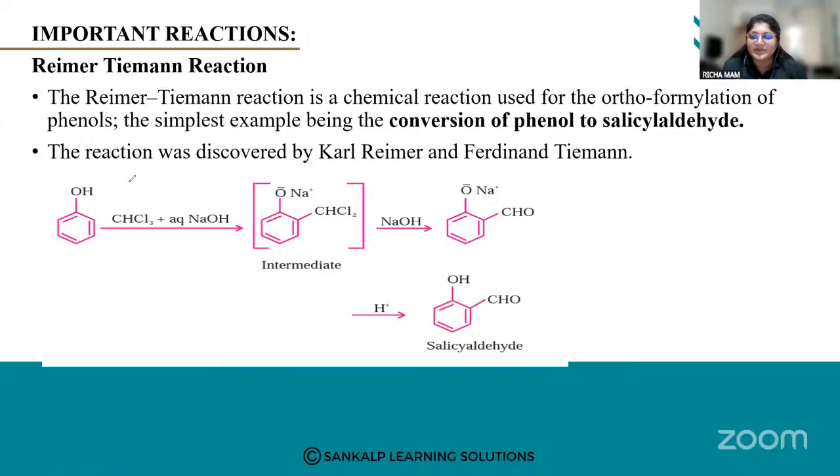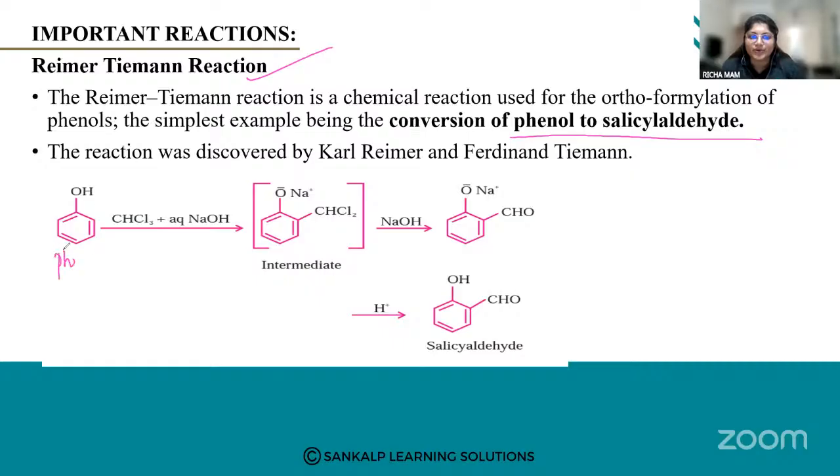We have seen previously salicylic acid, and here it is salicylaldehyde. So how are we going to do it? The conversion of phenol to salicylaldehyde is a name reaction, the Reimer-Tiemann reaction. They will ask you to explain the Reimer-Tiemann reaction for 2 marks. So you are going to explain it like this.